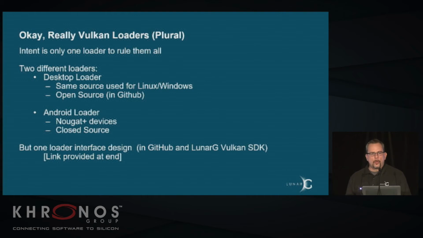So I've said loader, but there's really two loaders: an Android loader and a desktop loader. Obviously the Android loader is closed source, but the desktop loader is open source. But Google and LunarG have made a concerted effort to design one interface. That interface is actually on the GitHub, and I have a link at the end. So if you want to know how the loader talks to an ICD, or how the loader works with a layer, it's all in that document, and the work is done together with the Android team to make sure that the interface to you guys remains the same.